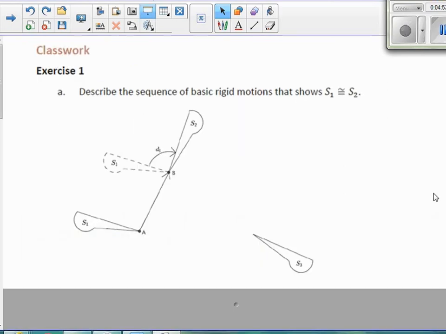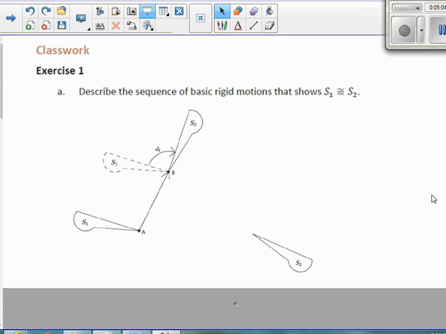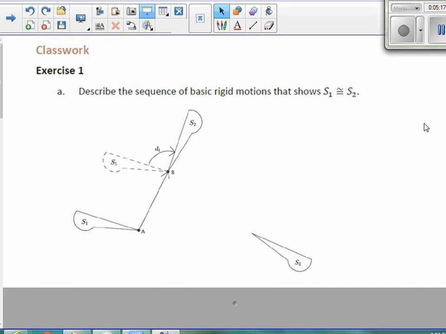Now that you've finished A, B, and C, let's go over and review A. If you haven't done A, B, and C, please pause the video and complete A, B, and C. So the first one says, describe the sequence of basic rigid motions that shows S1 is congruent to S2. Well, what we want to do then is map S1 onto S2 using a series of basic rigid motions.